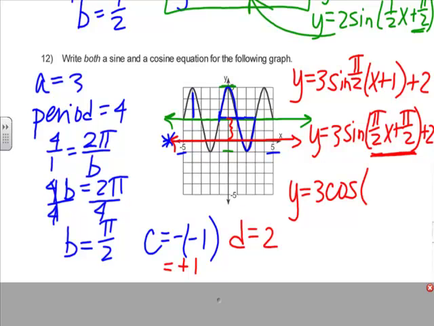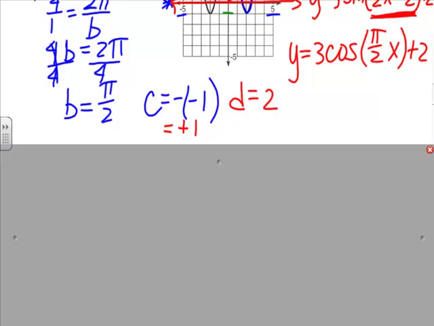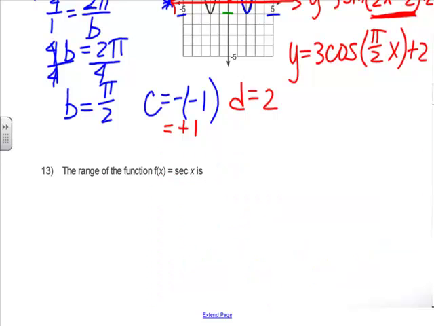So if I take pi over 2 away from this up here, I'm just left with pi over 2x plus 2. And I am not going to take the time right now in the video to do this, but I encourage you to always get your calc out and set the window to look like what you've been given, and make sure that you've written an equation that looks like what you're trying to graph.